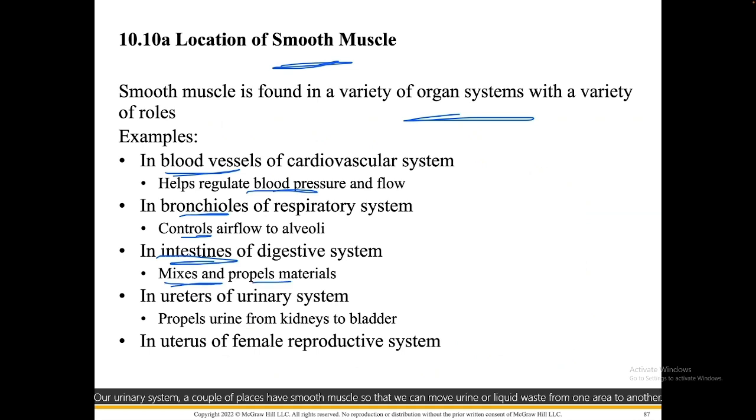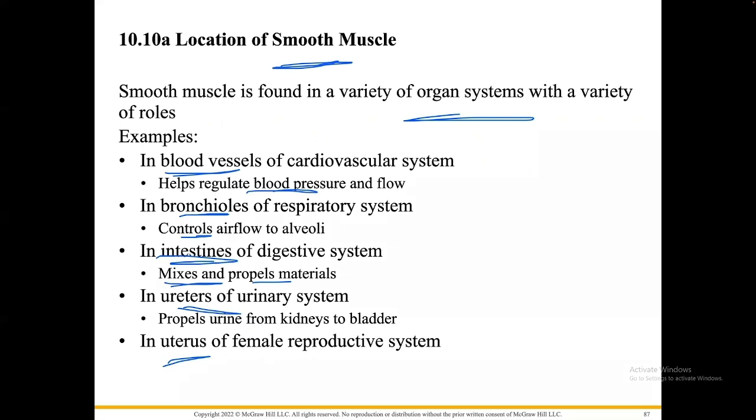In our urinary system, a couple of places have smooth muscle so that we can move urine, or liquid waste, from one area to another. And the uterus has lots of smooth muscle to force out, not only during childbirth, but even during menstruation. The smooth muscle in the uterus is contracting. Lots of different systems involve smooth muscle.